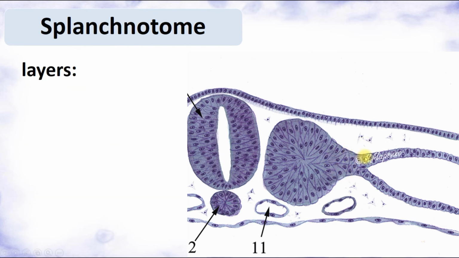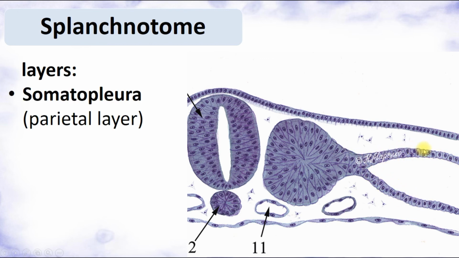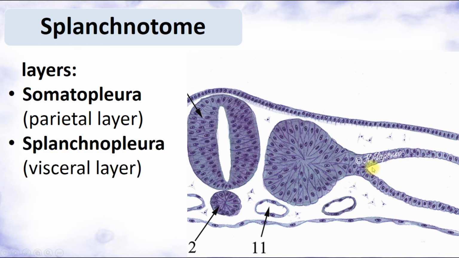And splanchnoderm is left. It has two layers, as you already know. It includes somatopleura and splanchnopleura. Somatopleura is the parietal layer, outer, and the inner layer is splanchnopleura or visceral layer. And between them there is a cavity which is called coelom, coelomic cavity.